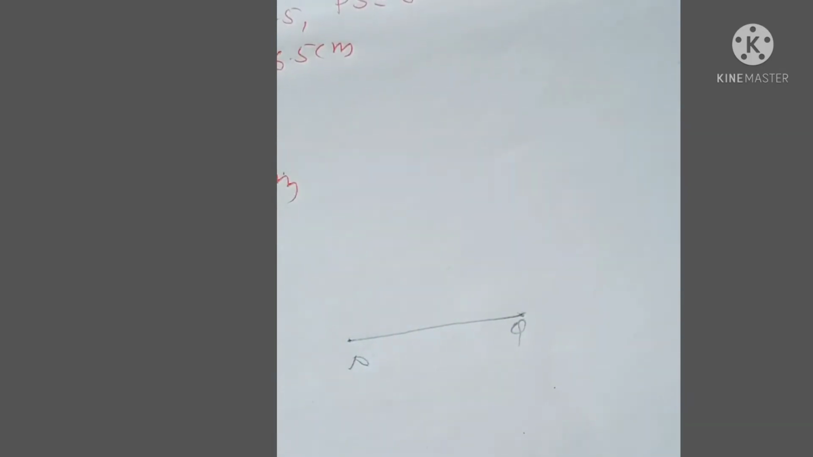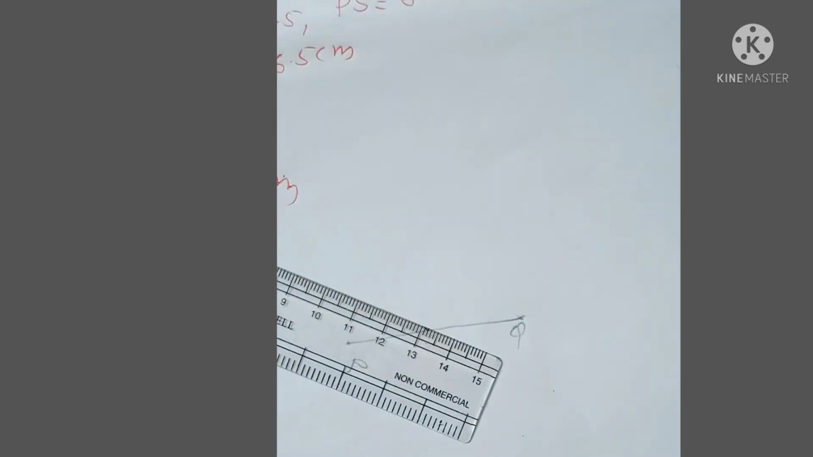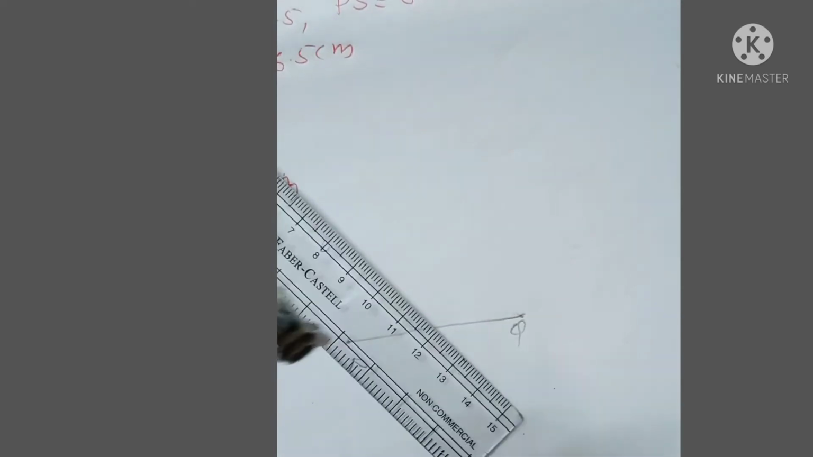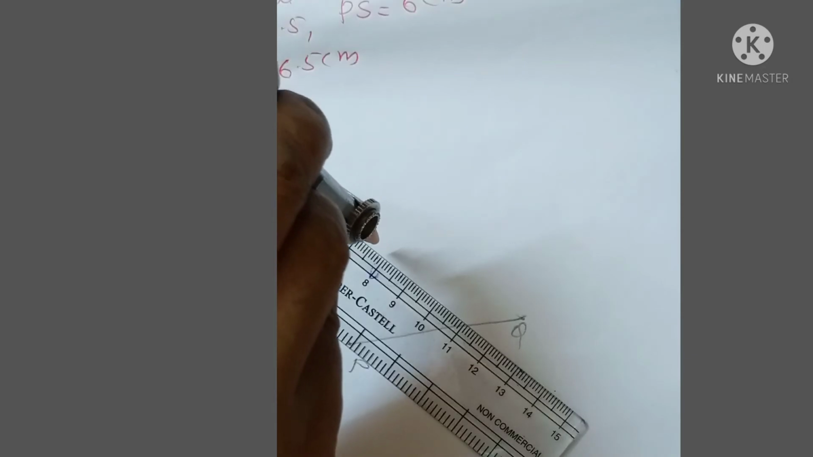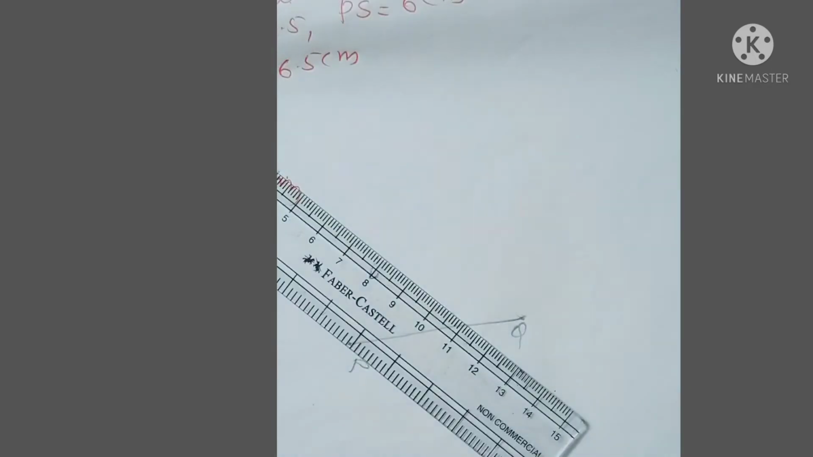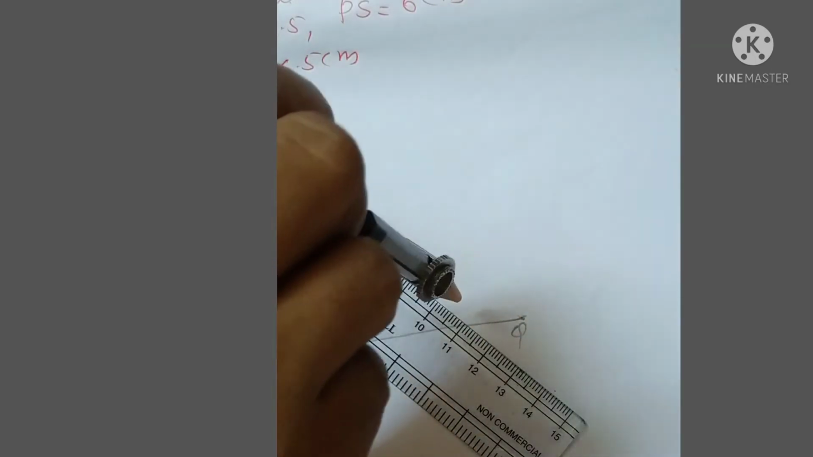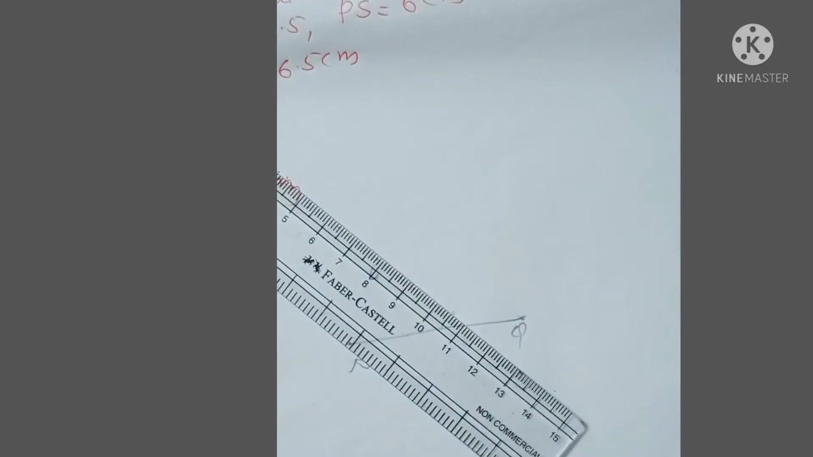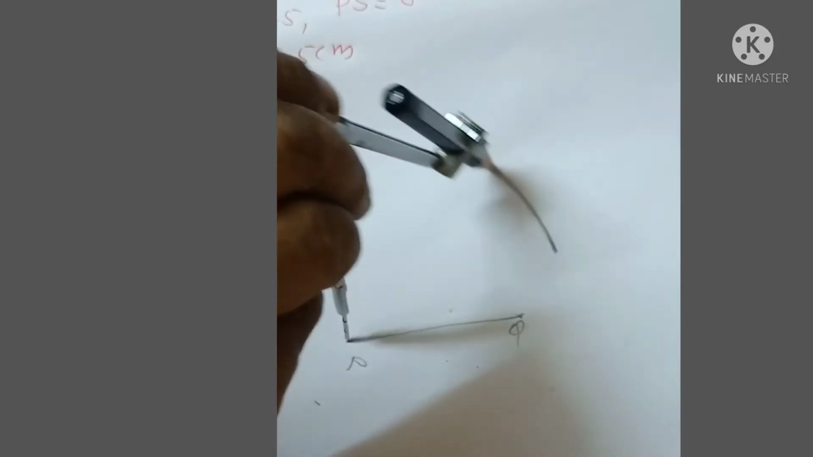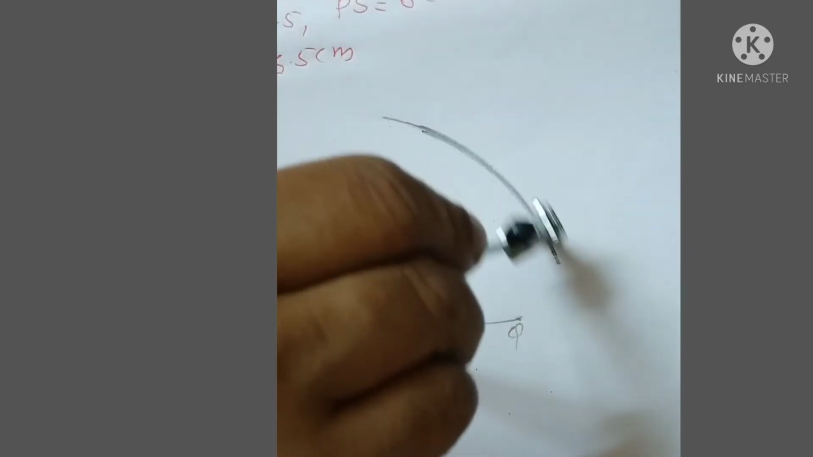Then after that we want to take the compass and measure 6.5. So from 4, 6.5 means 10 point. So here I want to take this measure. So from P I draw an arc of radius 6.5 cm.